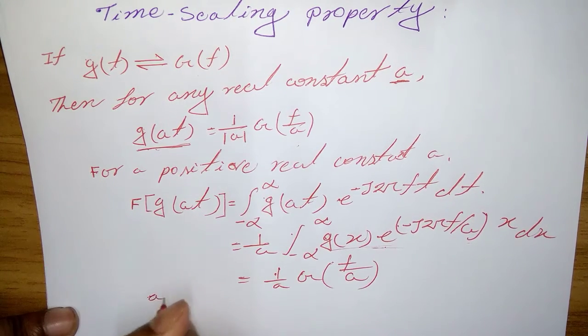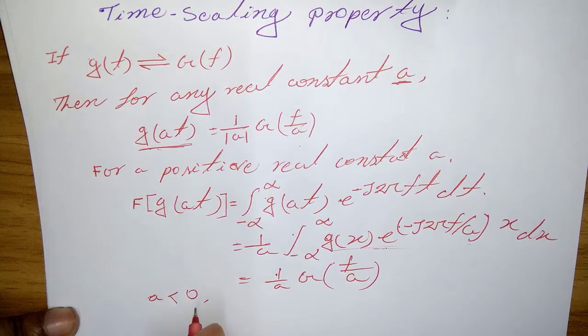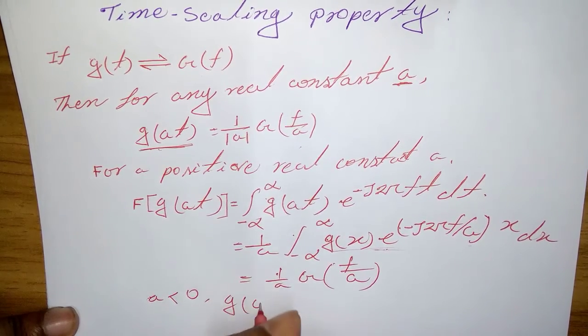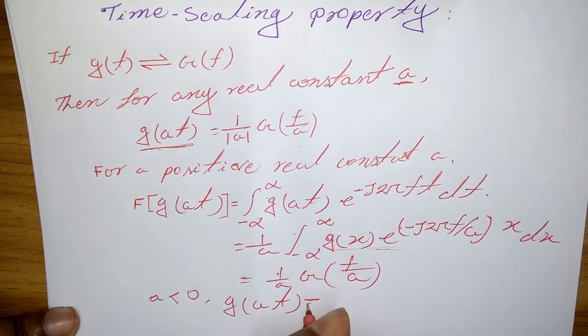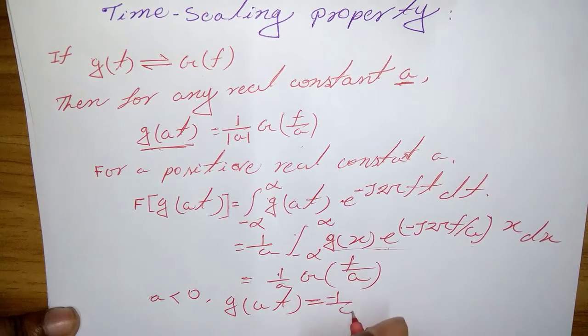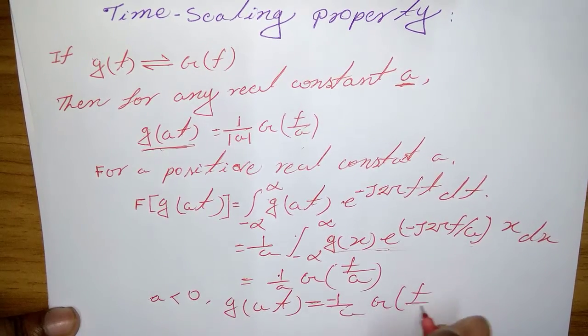So similarly it can be shown that if a is less than 0, then what will be done? G of at equals minus 1 by a G of f by a.